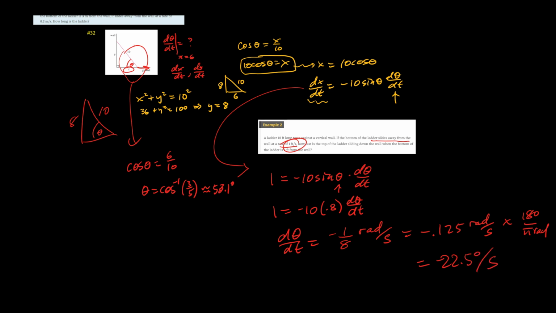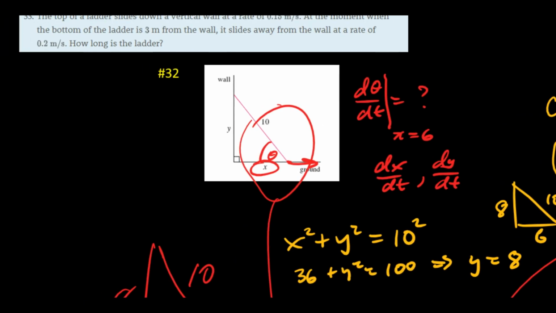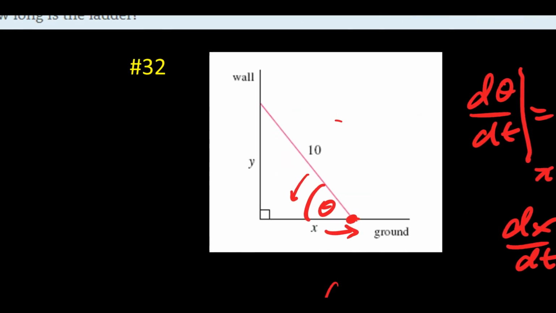So let's see if that makes sense for the problem. Your theta value is getting smaller and smaller as x is moving to the right. Yeah, as the point that ladder point there is moving to the right, theta is getting smaller and smaller by 22.5 degrees per second.